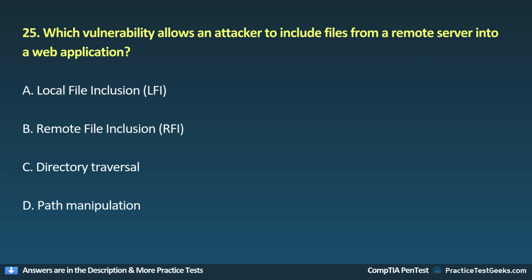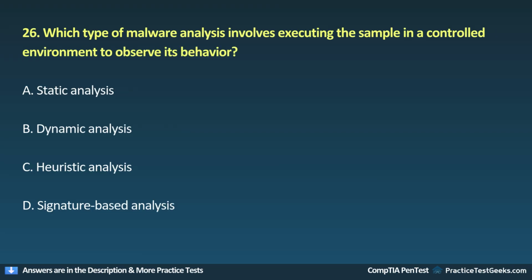25. Which vulnerability allows an attacker to include files from a remote server into a web application? A. Local file inclusion. B. Remote file inclusion. C. Directory traversal. D. Path manipulation.